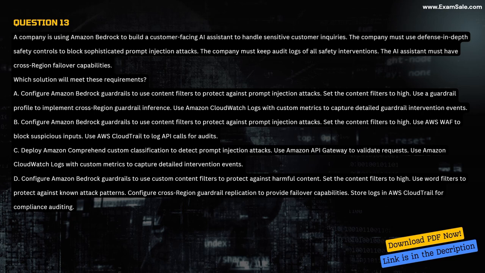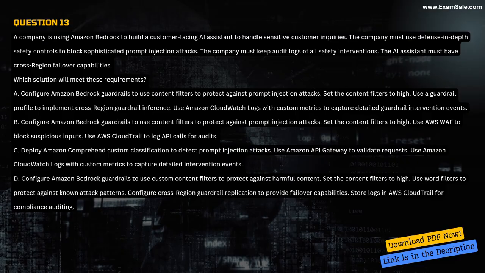A. Configure Amazon Bedrock guardrails to use content filters to protect against prompt injection attacks. Set the content filters to high. Use a guardrail profile to implement cross-region guardrail inference. Use Amazon CloudWatch Logs with custom metrics to capture detailed guardrail intervention events. B. Configure Amazon Bedrock guardrails to use content filters to protect against prompt injection attacks. Set the content filters to high. Use AWS WAF to block suspicious inputs. Use AWS CloudTrail to log API calls for audits.